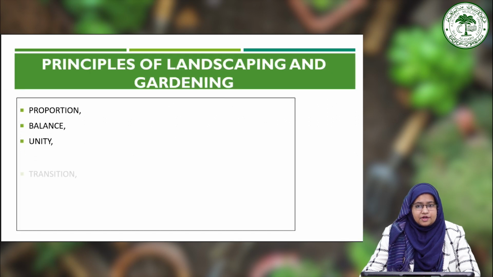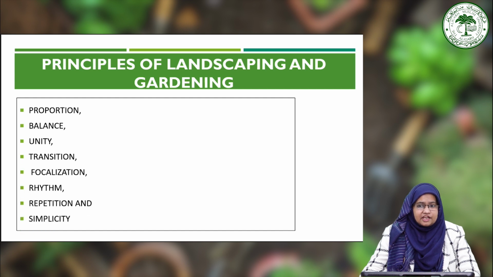Now, come to the principles. As I mentioned, design principles can be organized or categorized in numerous ways, but for the sake of simplicity, I am going to call these principles unity, balance, transition, focalization, proportion, rhythm, repetition, and simplicity. All these principles interact to yield the intended design. Now I will discuss these principles one by one.